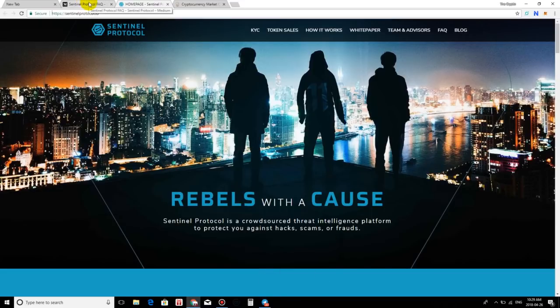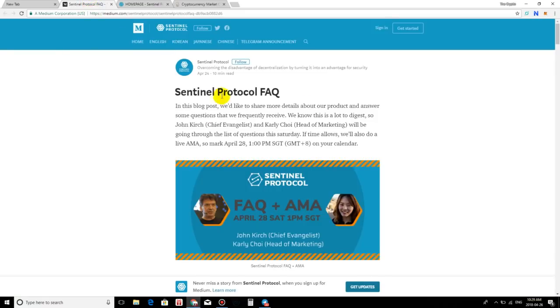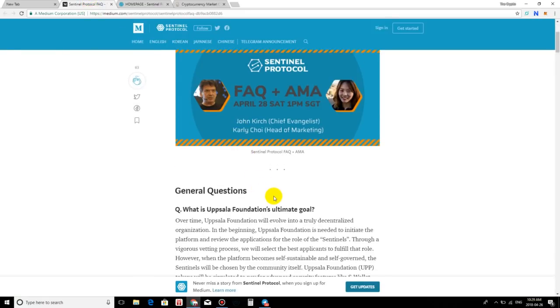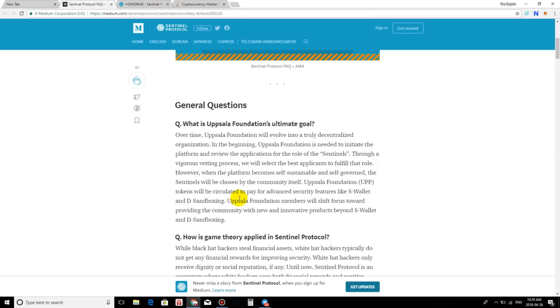I'm gonna show you guys what they said here in this article. This article is very, very informative. It's gonna shed some light on what Sentinel Protocol is and why it's revolutionary. It's a game changer in crypto, guys. It truly is. We're gonna look at that. But first, let's look at their announcement channel.